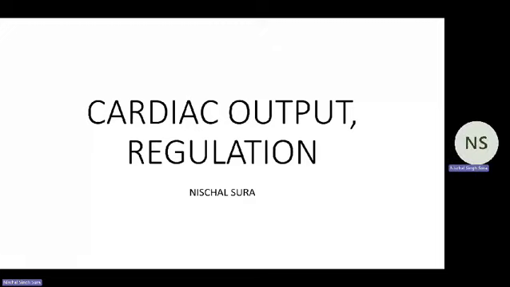So hi guys, my name is Nishchal and I'm going to be covering the topic cardiac output and regulation, which is a part of cardiovascular physiology, which is also one of the final exam questions. So first thing we need to discuss is what is cardiac output.